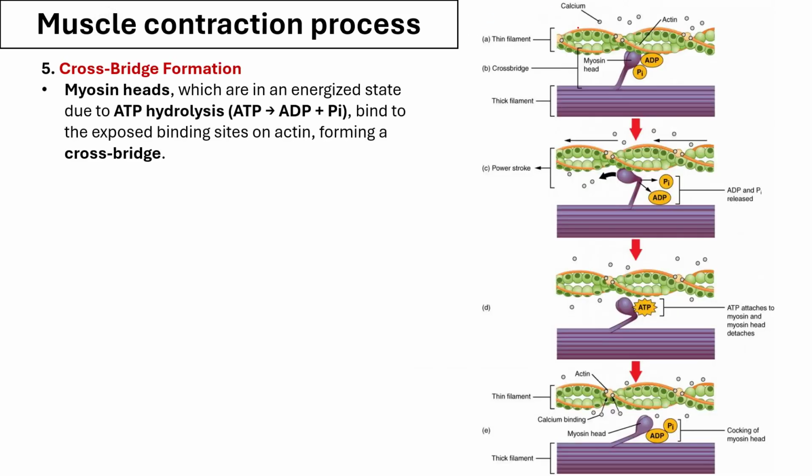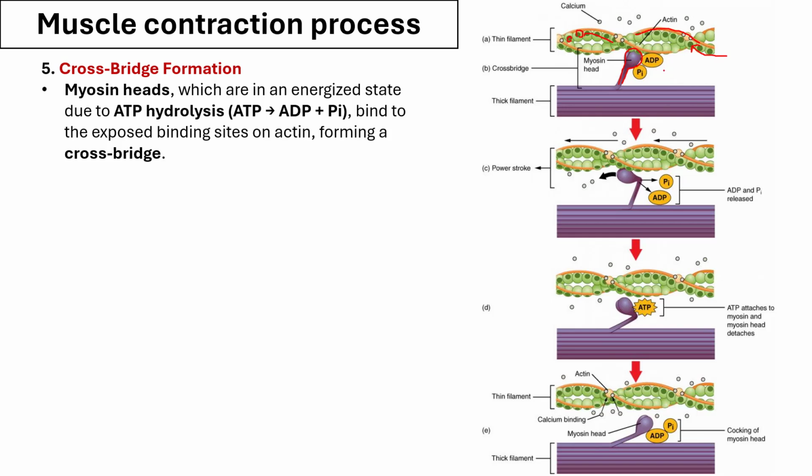Now what you're seeing here are the exposed, so these dark green dots, consider them as the binding sites for myosin. So actin, which initially was covered by tropomyosin, has now exposed its binding sites. Now myosin can come and attach with actin at these binding sites.